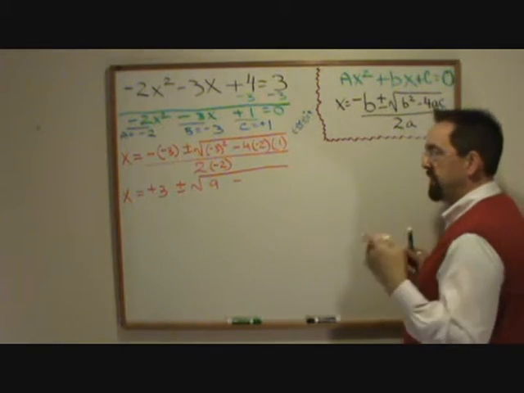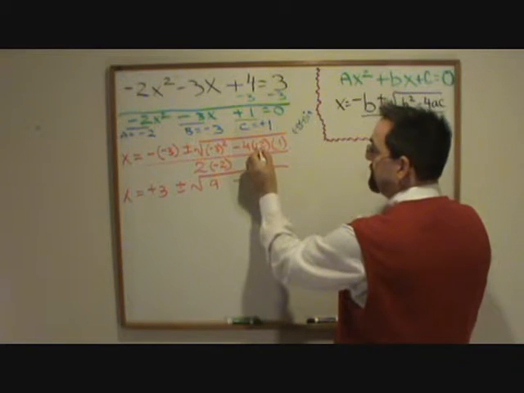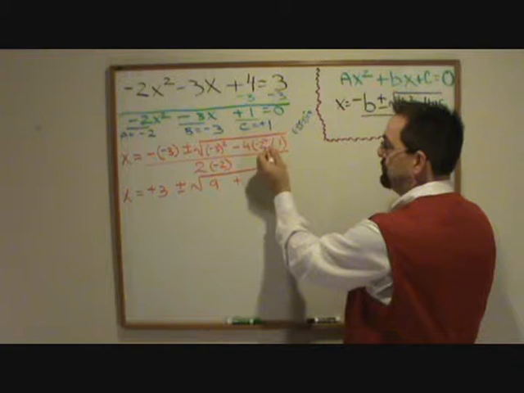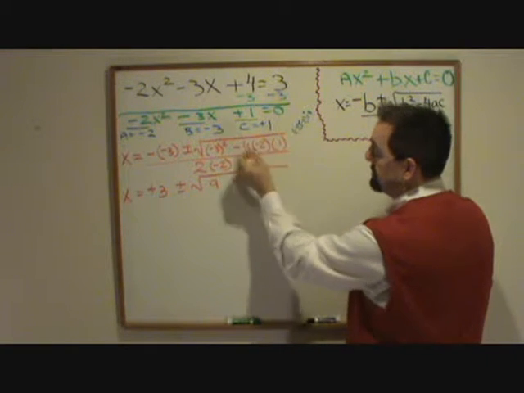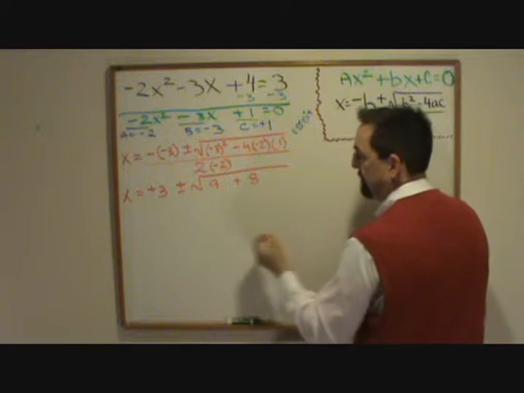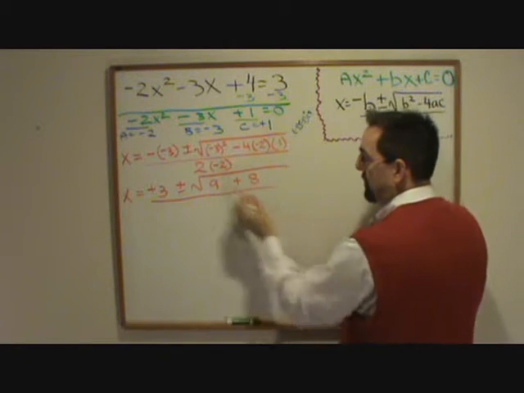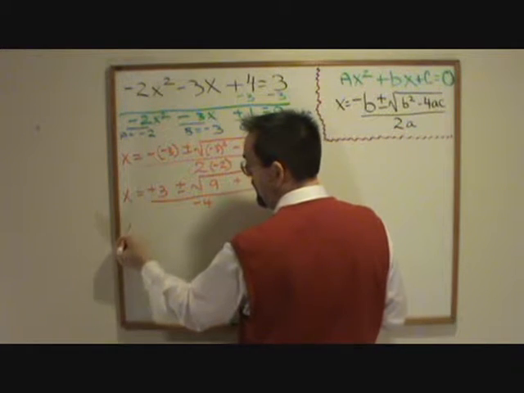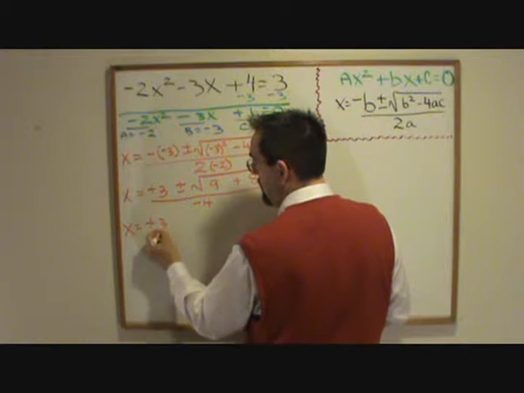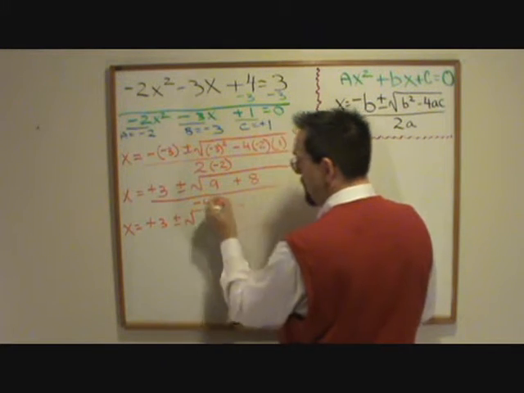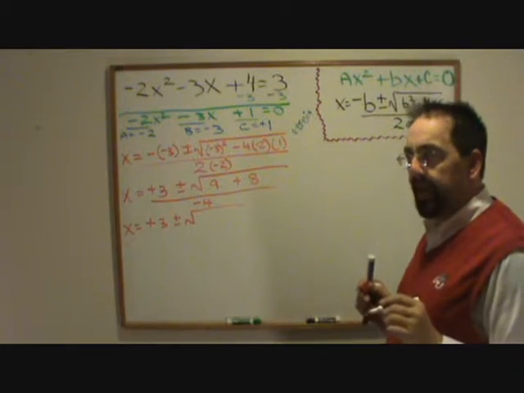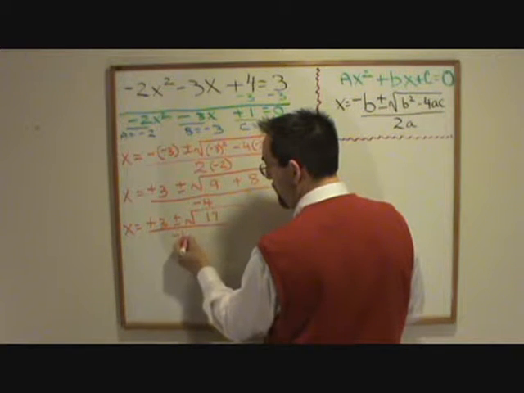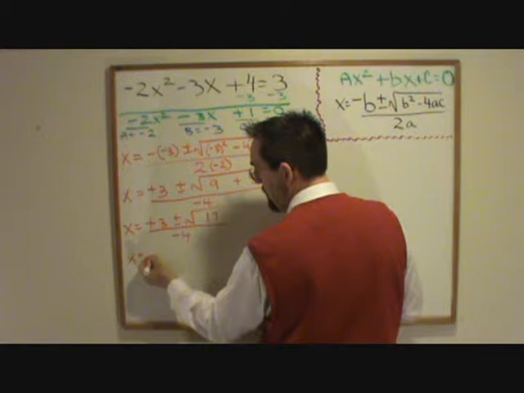Now, I do it this way. I see that minus times a minus. What's minus times a minus? It's a positive. Now I do the numbers. 4 times 2 times 1. 2 times 1 is 2, times 4 is 8. All over 2 times minus 2, which is a minus 4. Nine plus 8, 17, all over a minus 4.